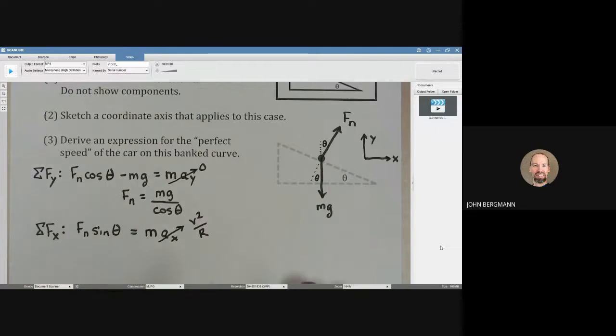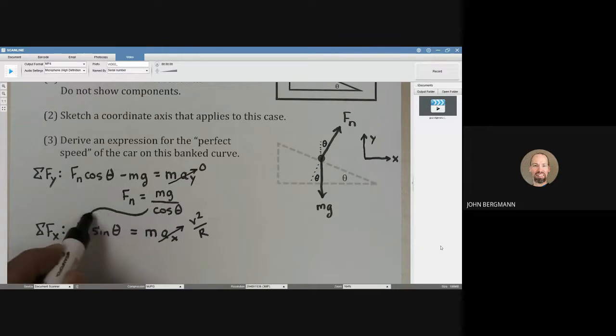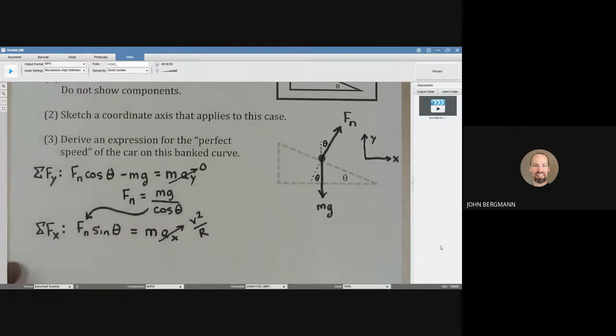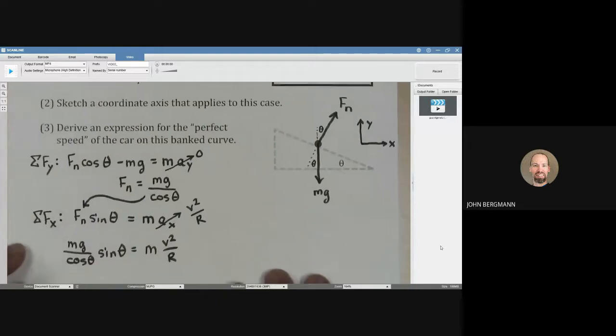We're asked to find v. v is what we're looking for. So in other words, we have to be given everything else in this expression to make it work. We're looking for v. We know what r is. We know what m is. We know what theta is. Uh-oh, we're not given Fn. Look at that. Our first Newton's second law equation to the rescue right in there. Let's put that in there and see what we get. mg over cosine theta times sine theta equals mv squared over r.